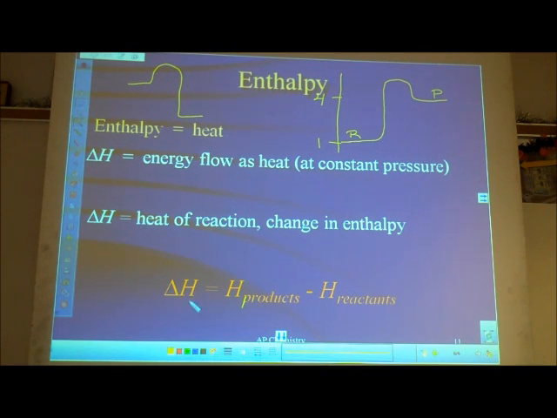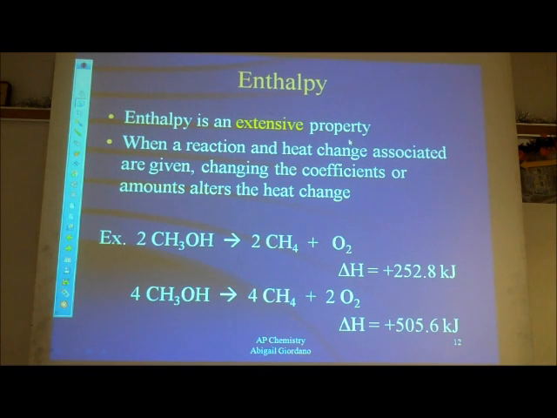So sometimes delta H can be taken from a graph. Next week we will look at where you're given values not from a graph to plug in here. And today we're going to focus on a third way to find the heat of a reaction. One of the things I want you guys to understand about enthalpy is that it is an extensive property.